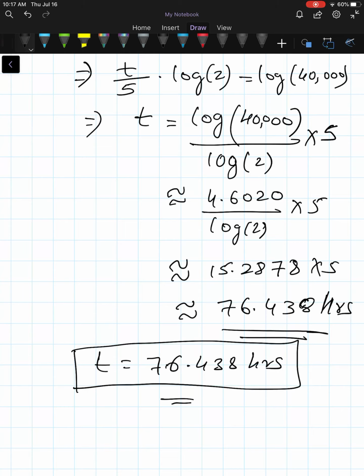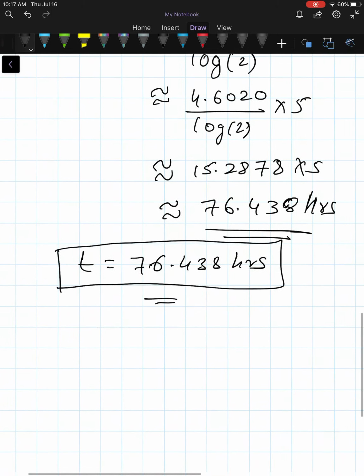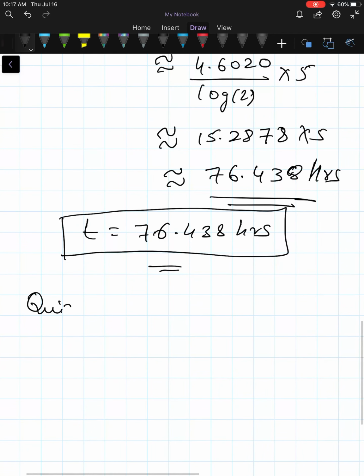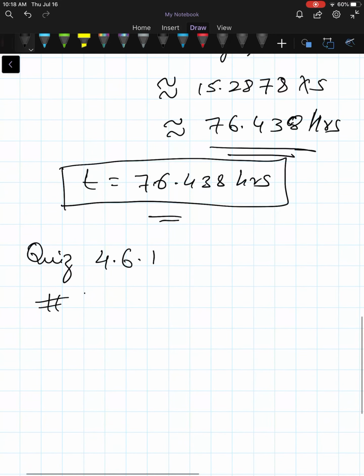So now you know how to model exponential functions to find out doubling time or growth of any population. You can do the same for any population, any species, animal, bird, or human population. I will give you a quiz problem: quiz 4.6.1, you have to solve number 4. And I will end this video here.